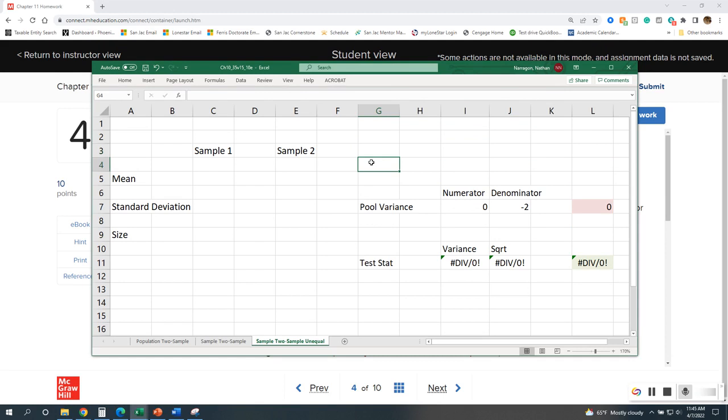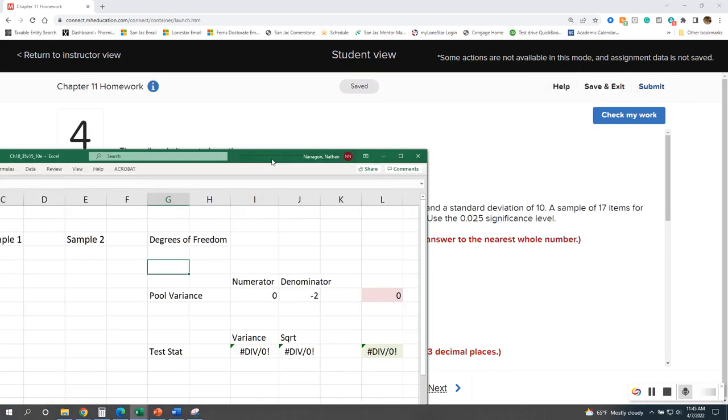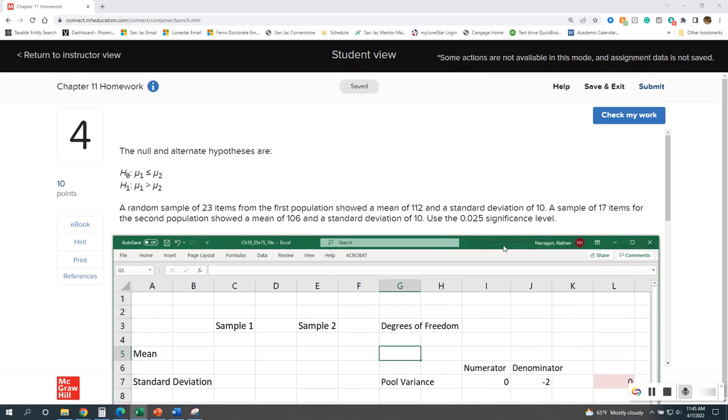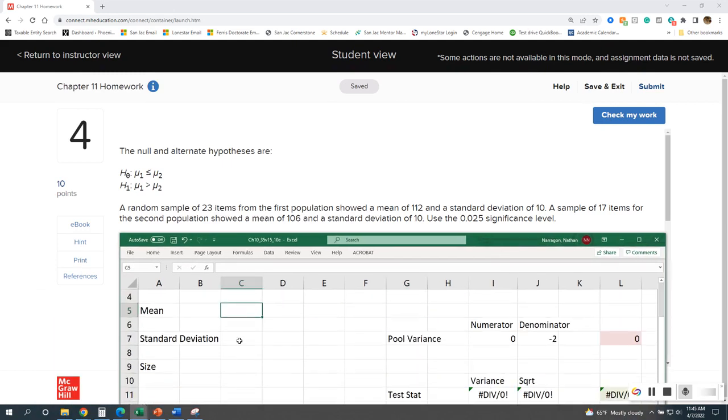Makes it look a little bit better. So now we have degrees of freedom. We've got to deal with this formula right here now, because we're dealing with an unequal variance. But we still have our good numbers. So again, a random sample of 23 items shows a mean of 112 and a standard deviation of 10.